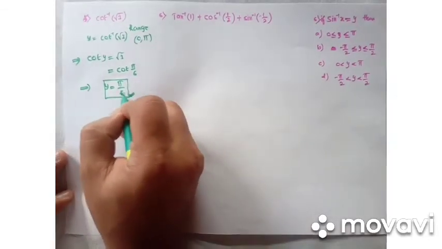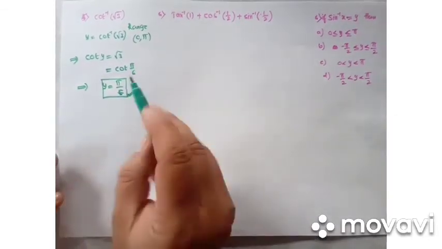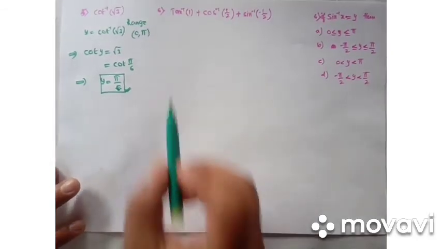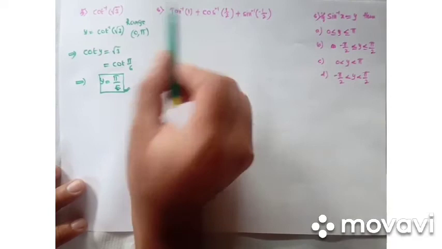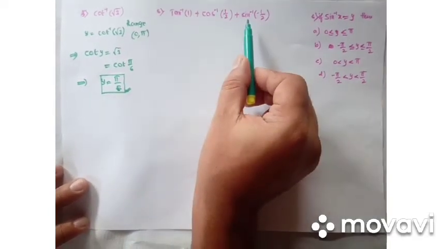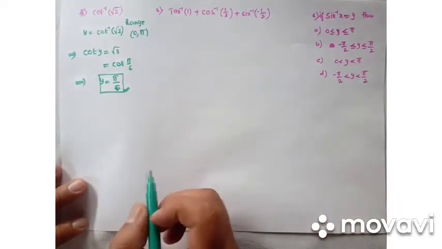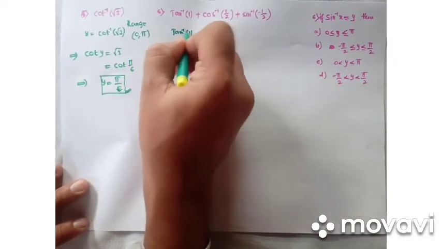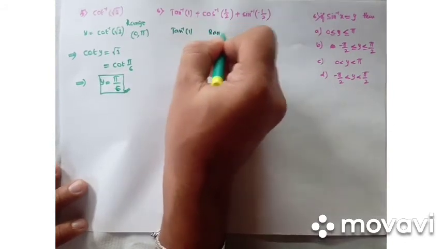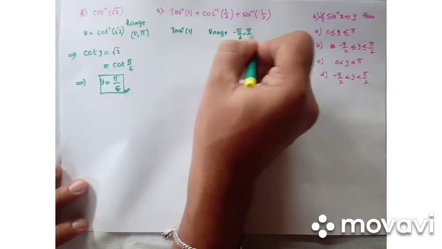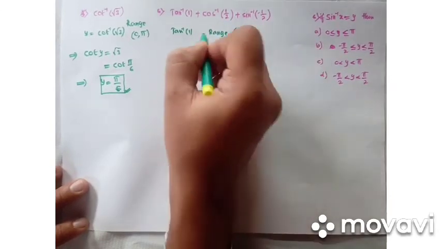Now almost all the questions are of the same type. If 2 to 3 things are involved in one single question, then how can it be written? Tan inverse of 1, cos inverse of 1 by 2, sin inverse of minus 1 by 2. So tan inverse of 1, then we'll see what the range is. The range is minus pi by 2 to plus pi by 2. In that it should lie.